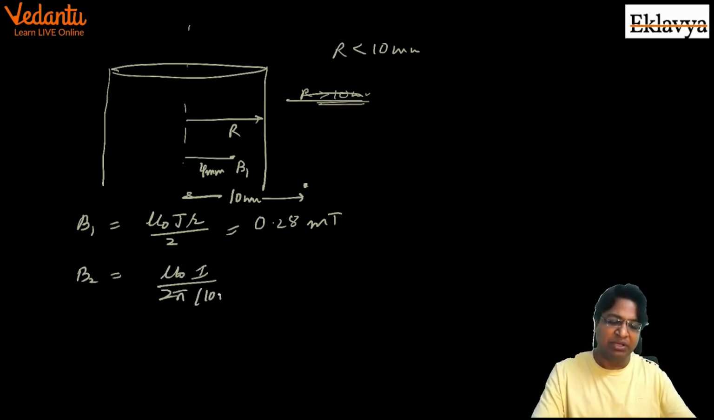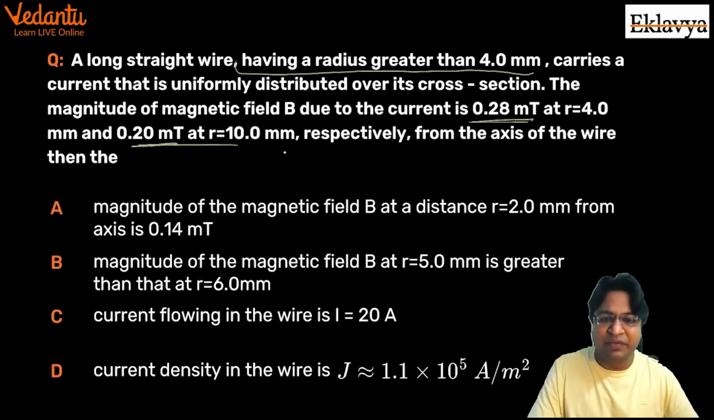R here is 10 millimeter. This value is given as 0.20 millitesla to us. So these things we have figured out.